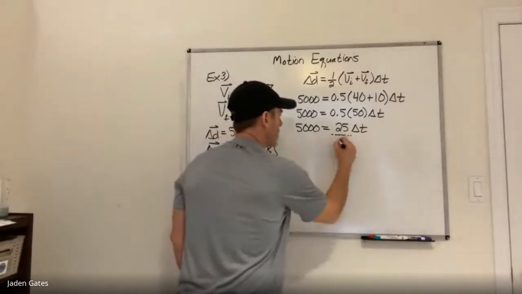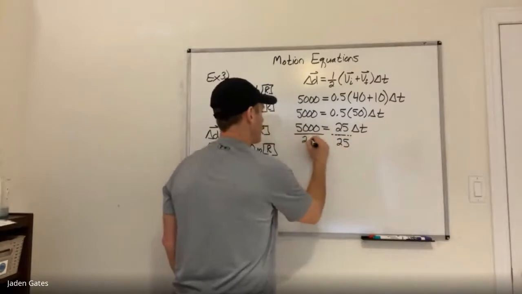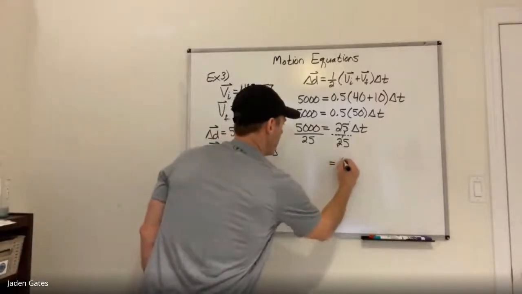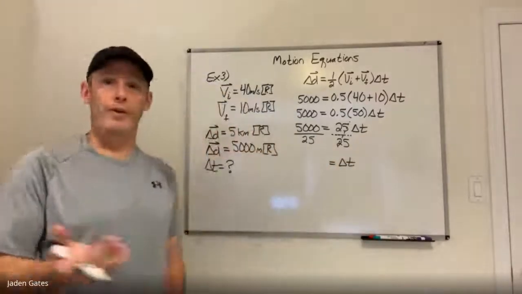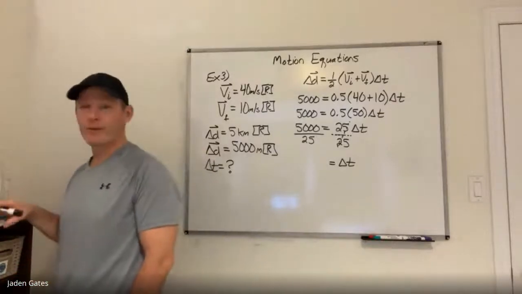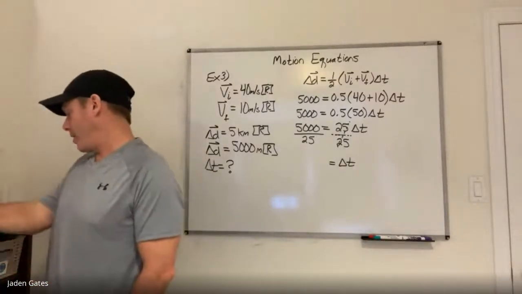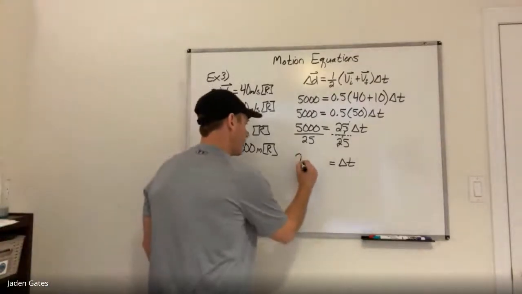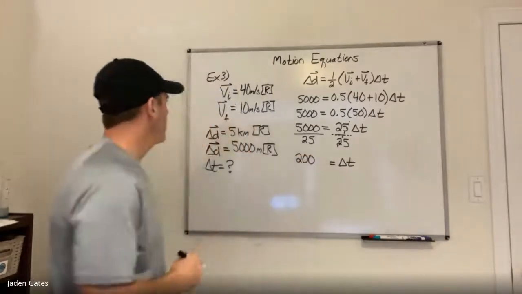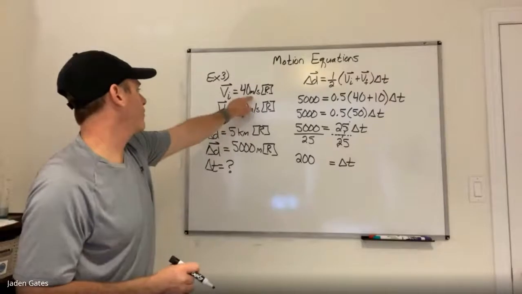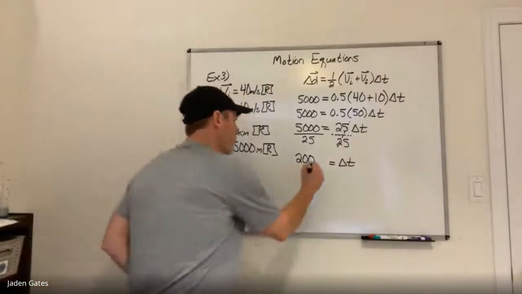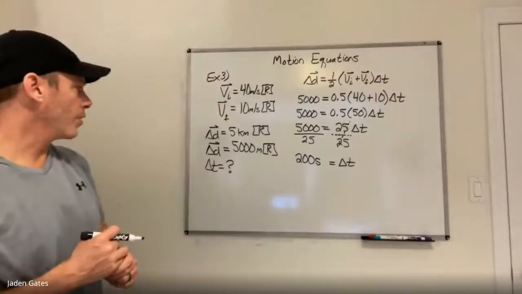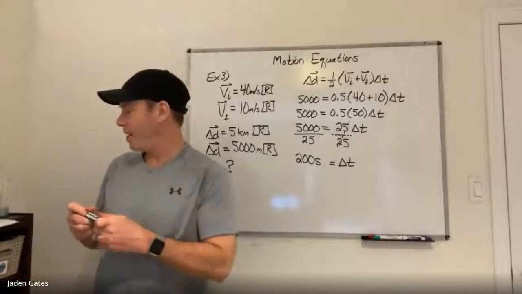Again, I want to get delta t by itself, so I'm going to divide both sides by 25. And it looks like my delta t, which is the only variable we don't need direction on because time doesn't have direction. Let's see here. Take 5,000 divided by 25. I get 200. And again, you look at our time units. Well, initial and final velocity were meters per second, and so delta t is 200 seconds. And there we go. And again, you don't need direction because there's no direction on time.